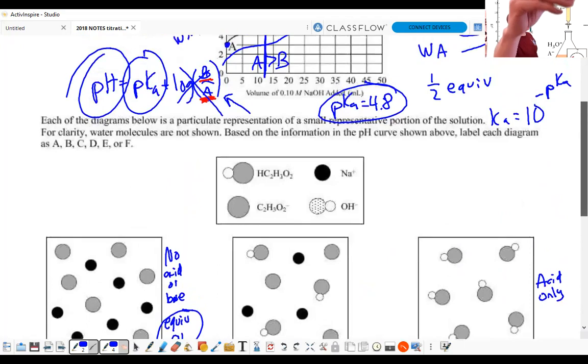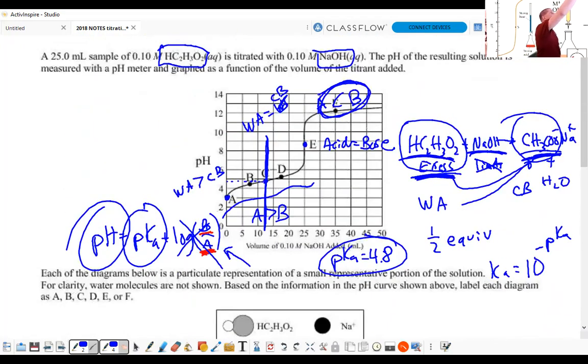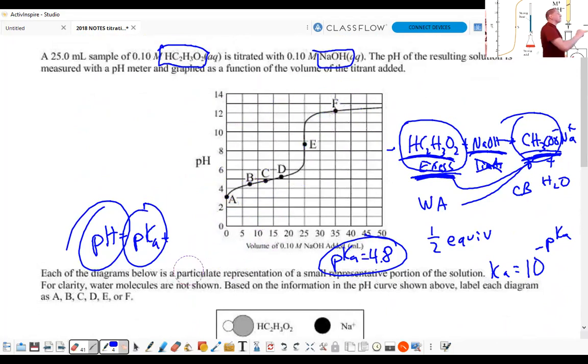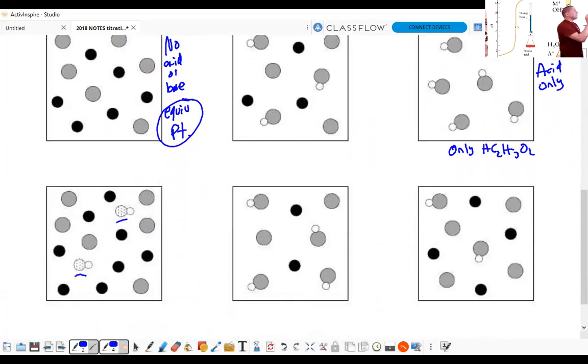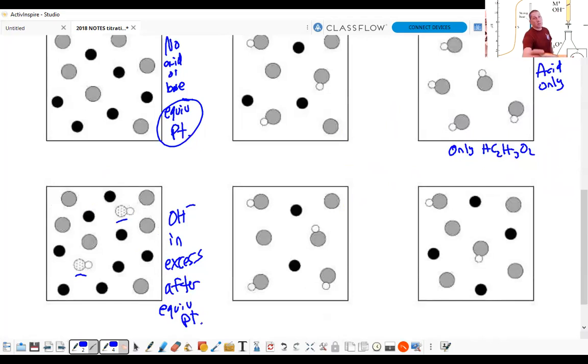The other one that's going to be easy to pick out then would be the one that is after the equivalence point. So the initial one is pretty easy. The equivalence point is pretty easy. And then the afterwards, because now you should have some OH minus left over. So now the OH minus is in excess. So which one? This one over here, you could see we have OH minus left over. So this is going to be after the equivalence point.